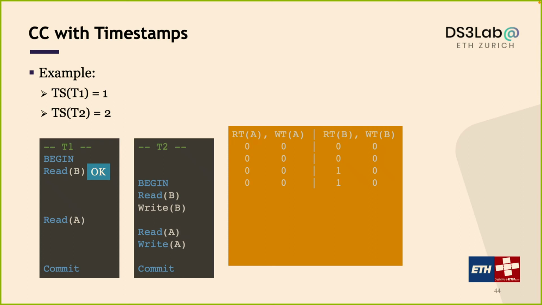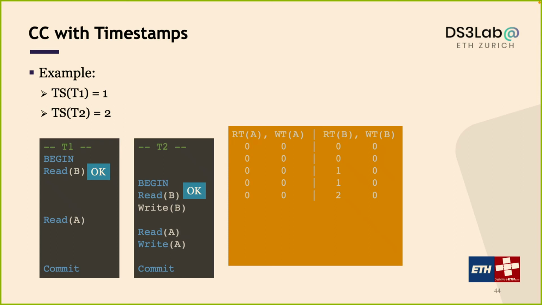Before I read B, I need to check the read time and the write time of B. And now I see, okay, the last transaction, the largest, the latest transaction, with the largest timestamp, that read B is 1. It happens in the past, okay? And then I see, yeah, the write time of B equals 0, meaning that no one has written anything on that yet. So it's fine. So I'm going to read it, okay? And then once you read it, you are also going to update the read time of B because now transaction 2 read B.